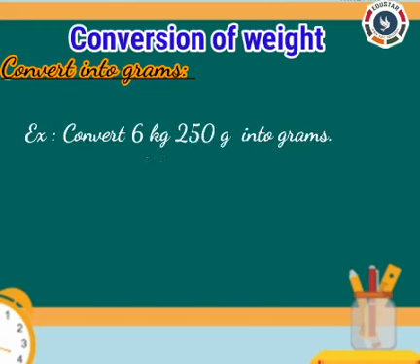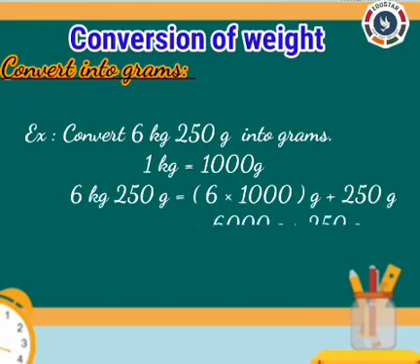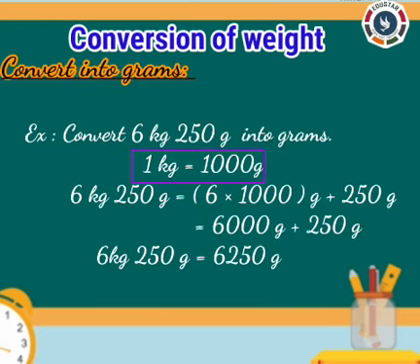Next, convert kilogram and gram into grams. We know 1 kilogram is equal to 1000 grams. 6 kilogram 250 gram. To convert this 6 kilogram into gram, multiply using 1000. That is 6 into 1000 gram, and write this 250 gram as it is. Place the plus symbol in between. Now we will get 6000 grams plus 250 gram.